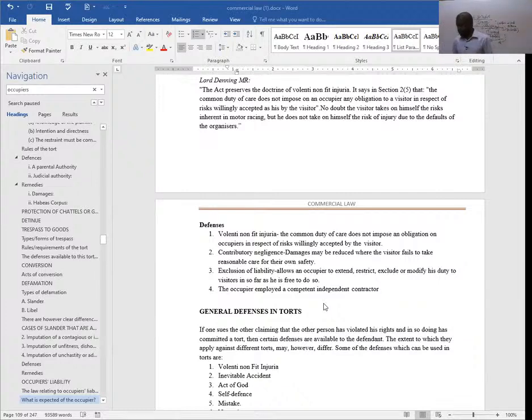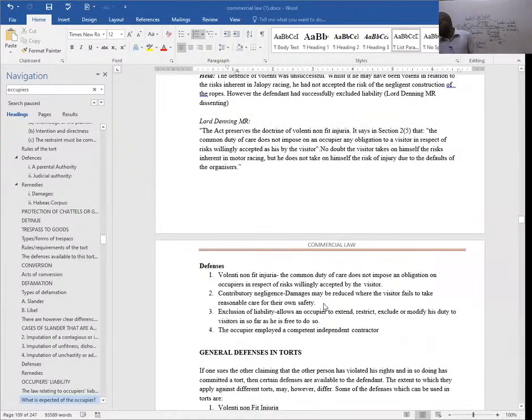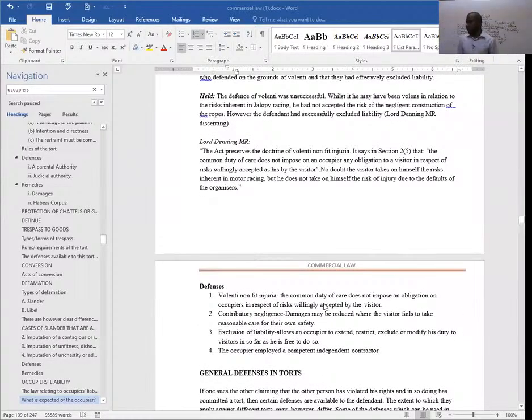Contributory negligence. So damages may be reduced where the visitor fails to take reasonable care for their own safety. So if the visitor contributed to part of the injury or damages arising out of the premises of the occupier, then that can be pleaded as a form of defense.